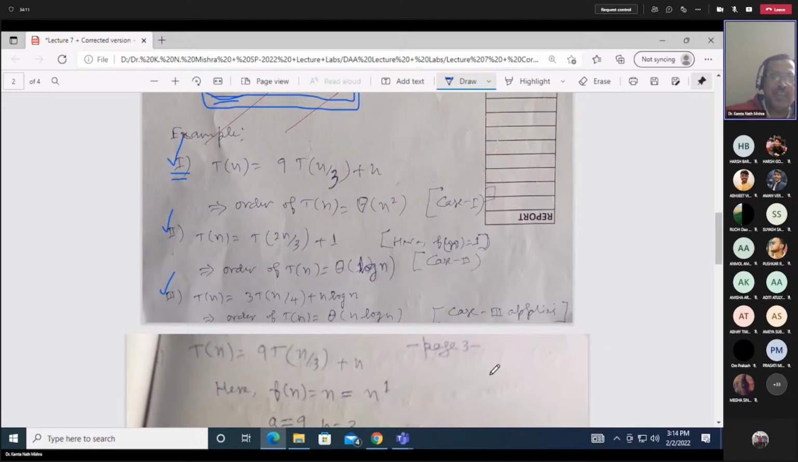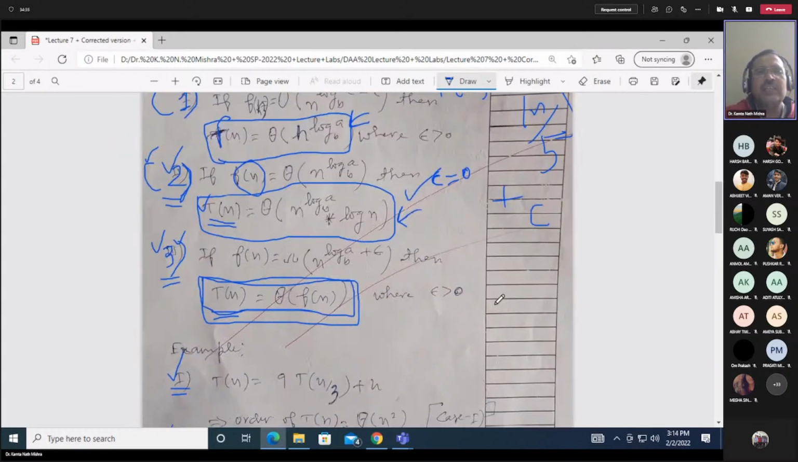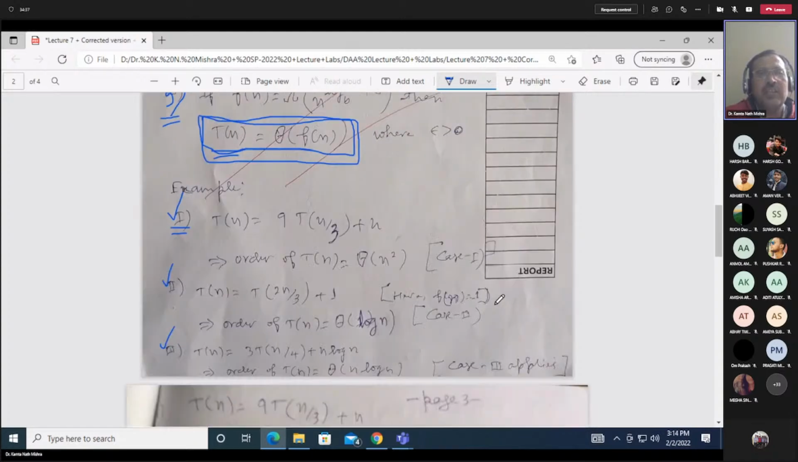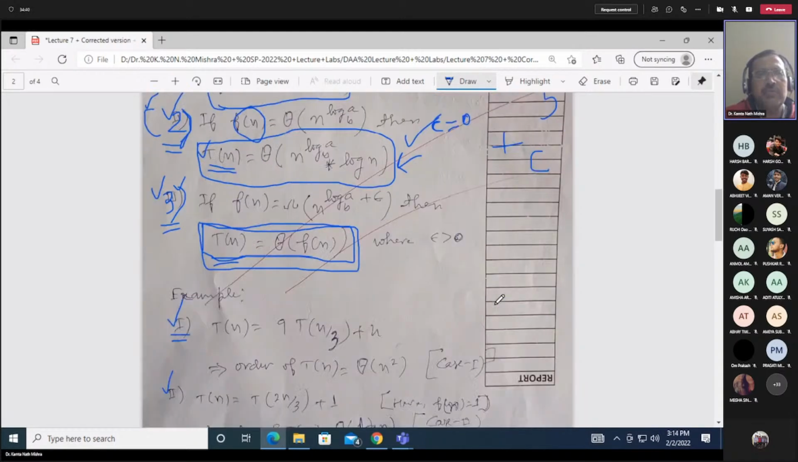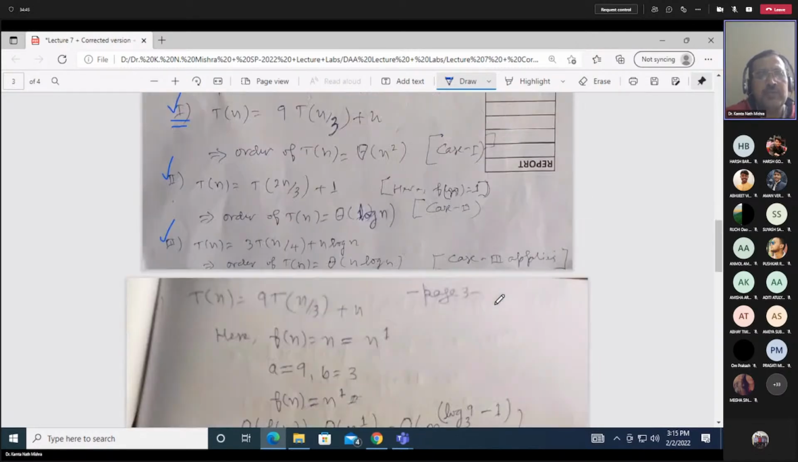Because if I give you the solution today, then you will get confused. Just remember the 3 conditions that I described above. In the first condition you are subtracting epsilon. In the second condition epsilon was 0. In the third condition you are adding epsilon. Now just note down these 3 questions.